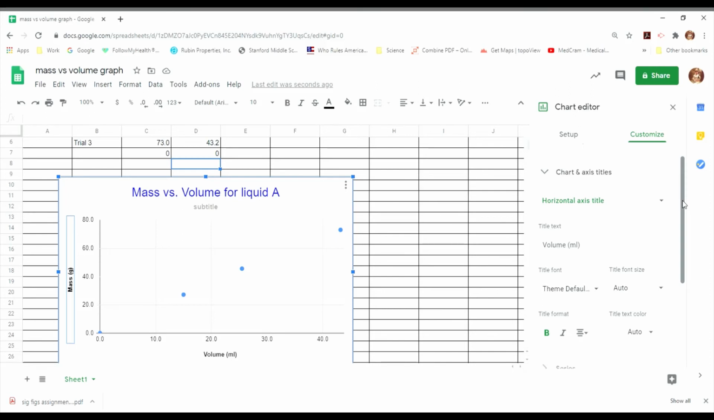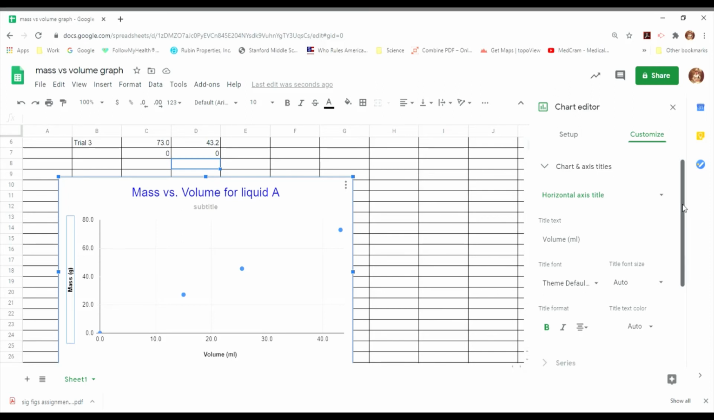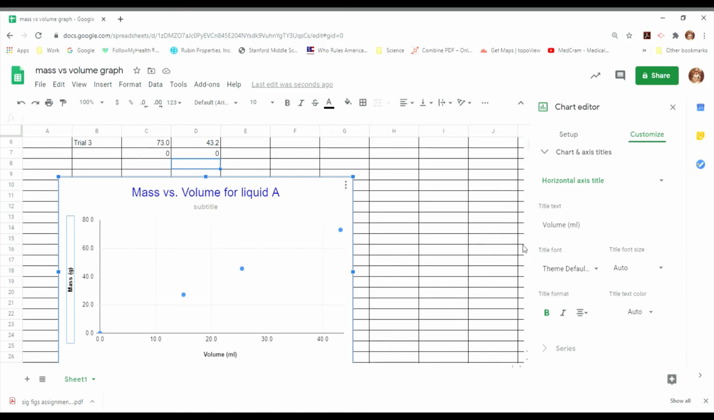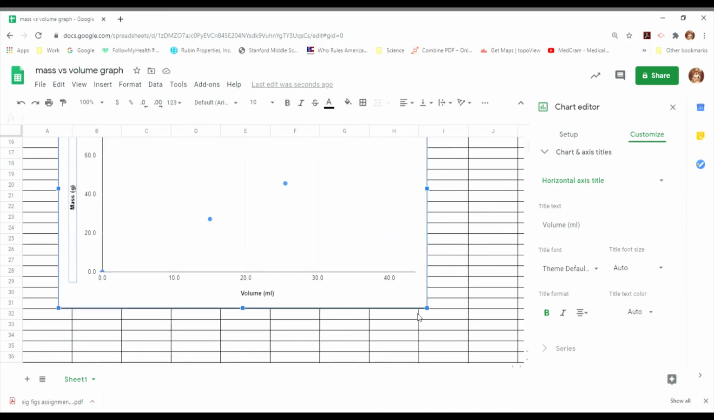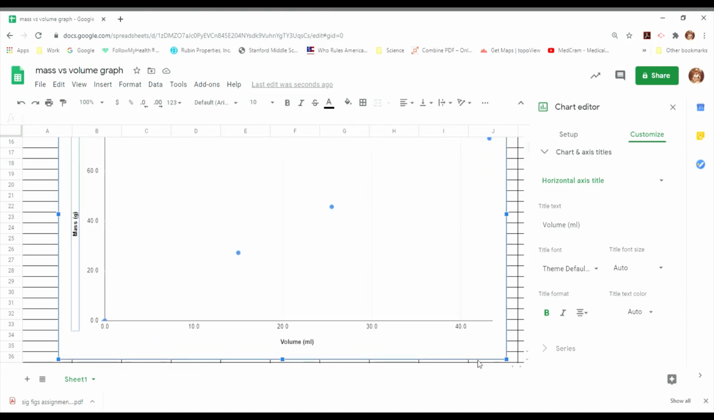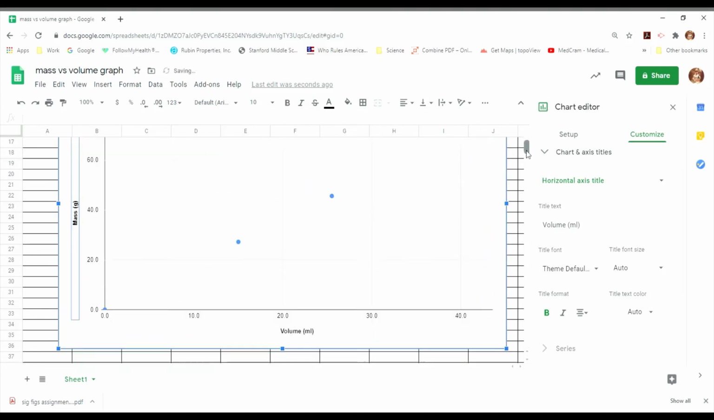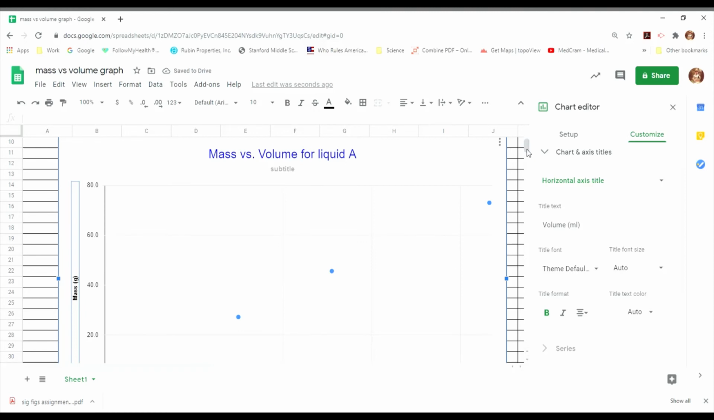Now this is not the main reason for doing all this, right? It's nice to have a graph, but there's a reason why we're graphing. We want a slope. So what I'm going to do, moving this down a little bit and making this a little bit bigger, is put in a best fit line, also known as a trend line, on these things. We want to put a best fit line through these points.